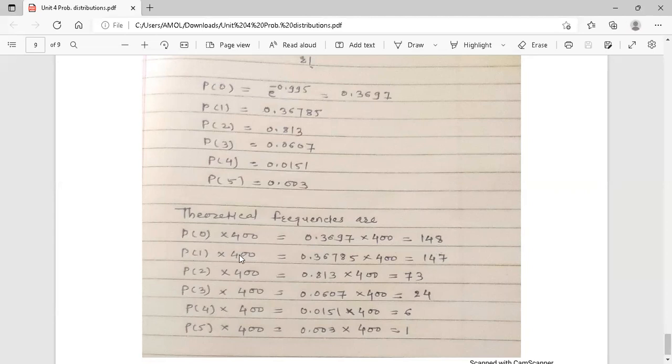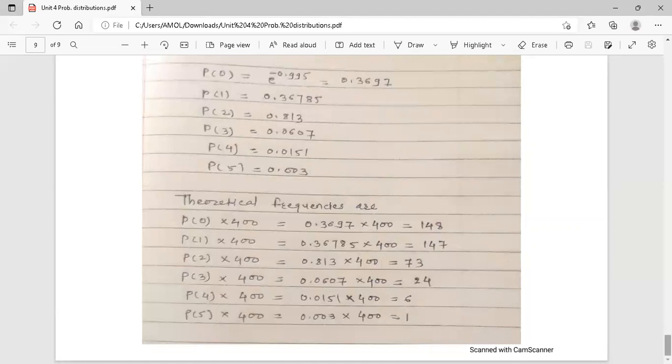Again, P of 1 into 400, P of 2 into 400, P of 3 into 400, P of 4 into 400, P of 5 into 400. You calculate the values and you will get these frequencies. These are nothing but the theoretical frequencies for the given frequency distribution. The given frequencies are the observed frequencies, and these calculated frequencies are the theoretical frequencies, which we have calculated from the Poisson probability distribution.